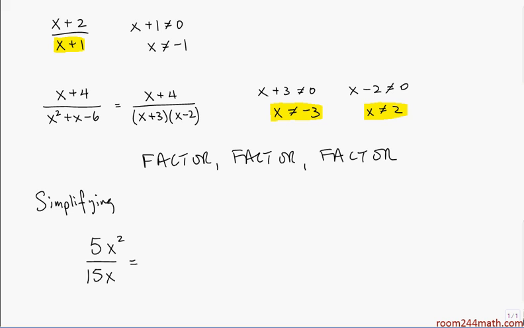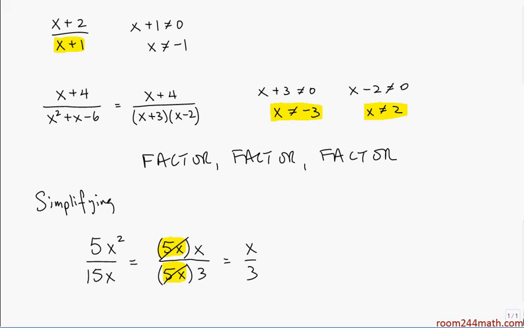So you can start with the coefficients if you like, 5 and 15. 5 and 15 have a common factor of 5. And then the x squared and the x have a common factor of x. And so you can rewrite the numerator, if you like, as 5x times x. And you can rewrite the denominator as 5x times 3. So it's only these common factors that you can eliminate. And when you eliminate them, you're left with x over 3.